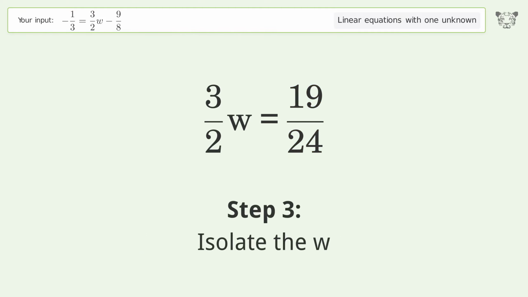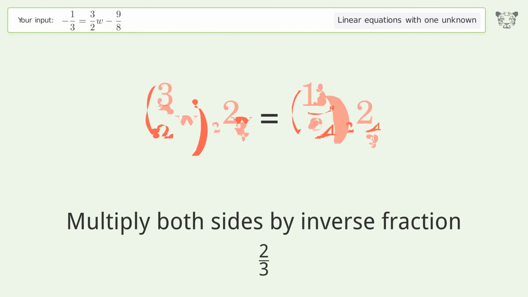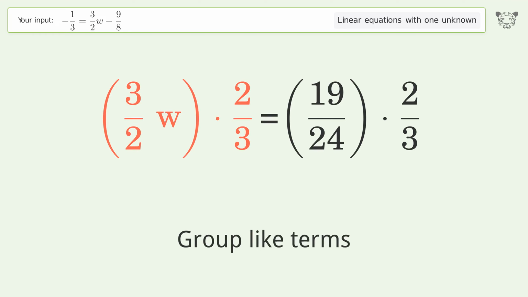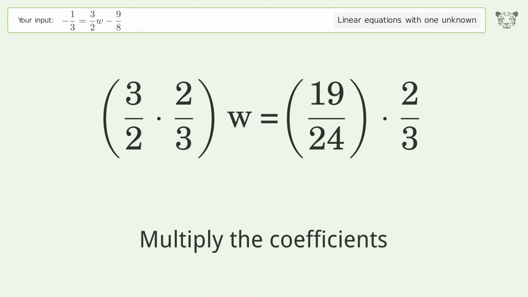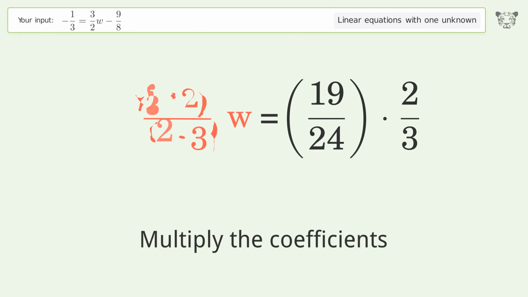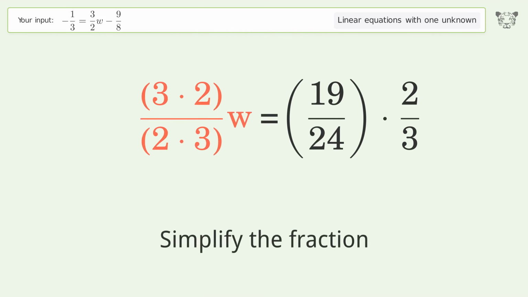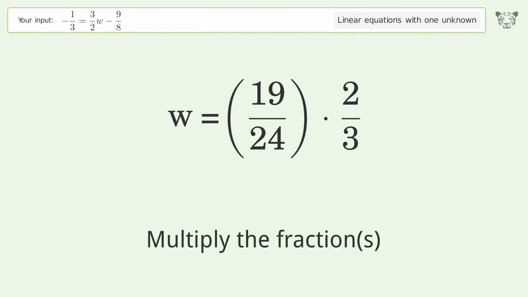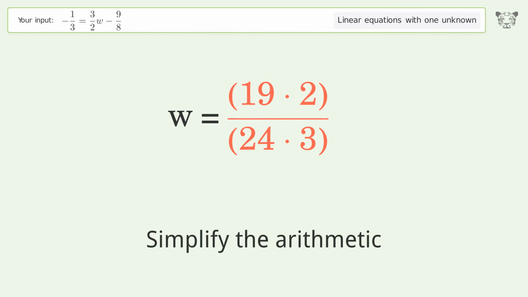Isolate the w. Multiply both sides by inverse fraction 2 over 3. Group like terms. Multiply the coefficients. Simplify the fraction. Multiply the fractions. Simplify the arithmetic.